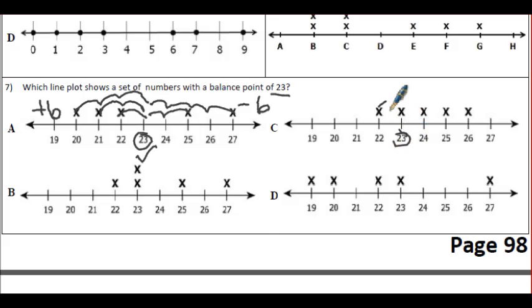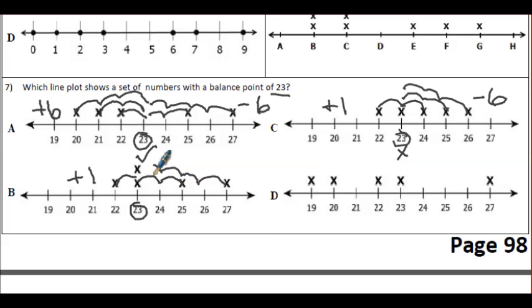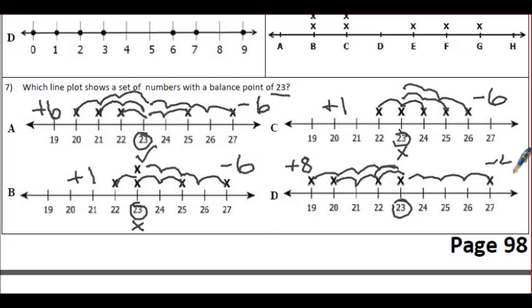Let's double check the rest. I would need to add 1, subtract 1, 2, 3, 4, 5, 6, and we see that it does not balance out on 23. I would need to add 1, and I'd need to subtract 1, 2, 3, 4, 5, 6 to move everything to 23, and we see that that does not balance out on 23. I'd need to add 1, 2, 3, 4, 5, 6, 7, 8 to move everything to 23 on that side, and I'd have to subtract 1, 2, 3, 4 to move it to 23, and we see that adding 8 and subtracting 4 does not balance out, and A is your best answer.